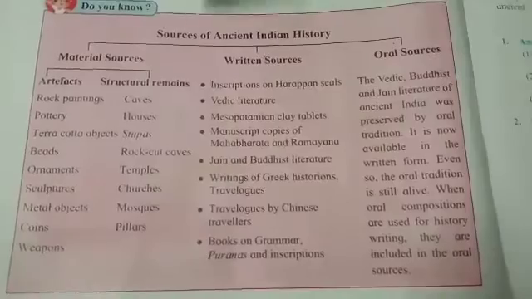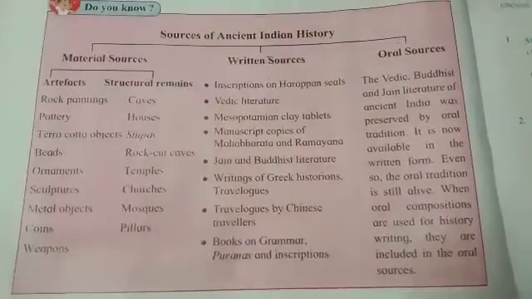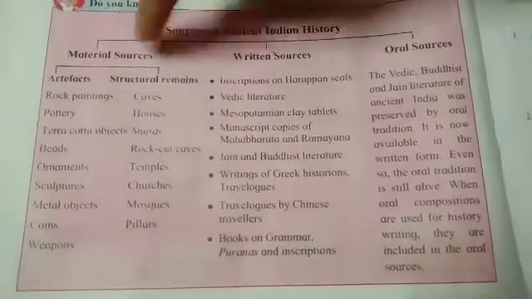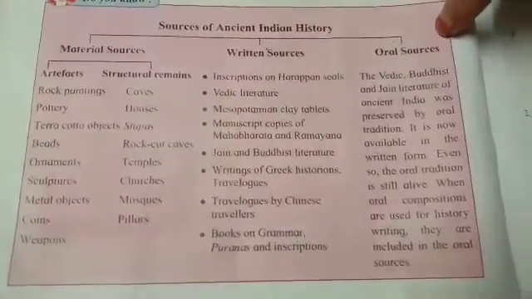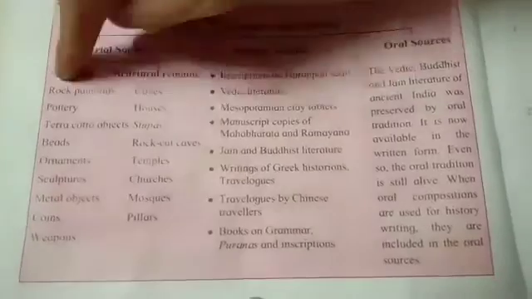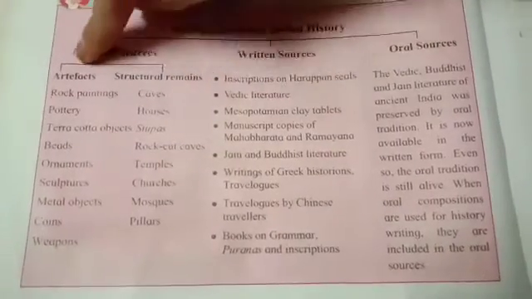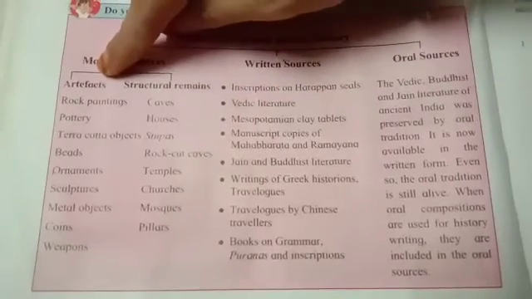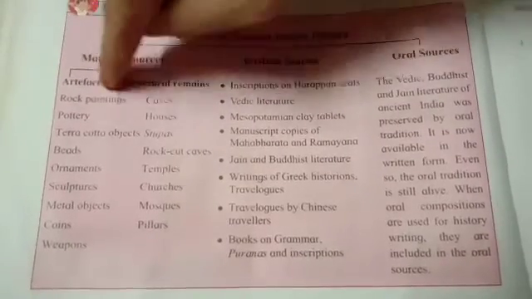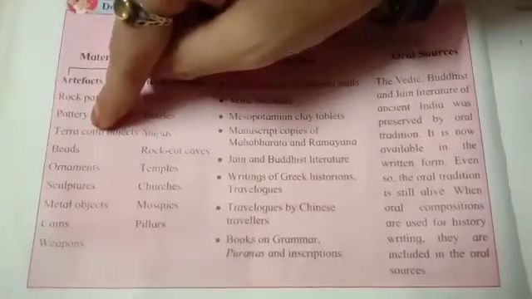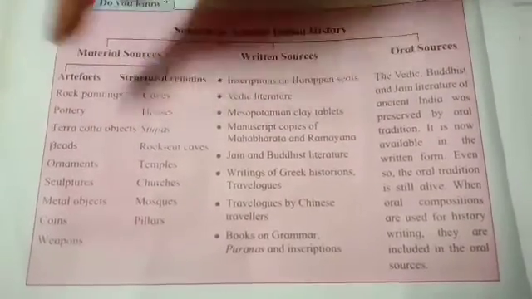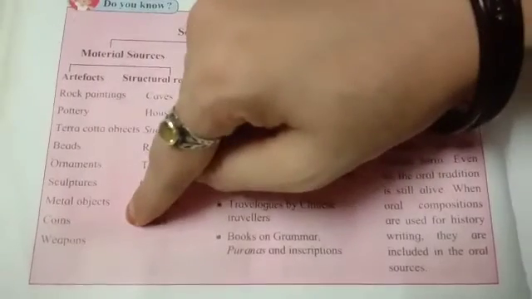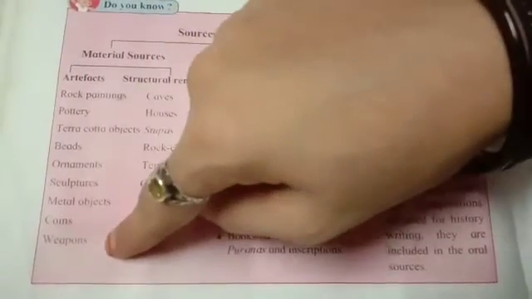Now see the sources of ancient Indian history. What are the sources? We have already discussed that we have three sources: material sources, written sources and oral sources. In material sources we have two subpoints, that is artifacts and structural remains. Artifacts means made by any person. In artifacts we have rock paintings, pottery, terracotta objects, beads, ornaments, sculptures, metal objects, coins and weapons.